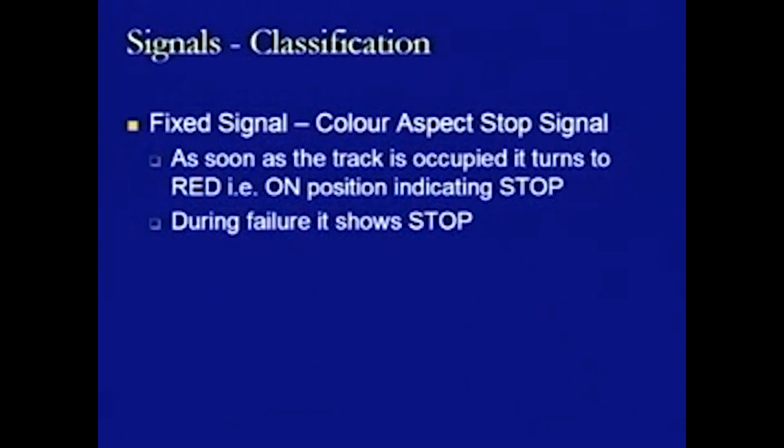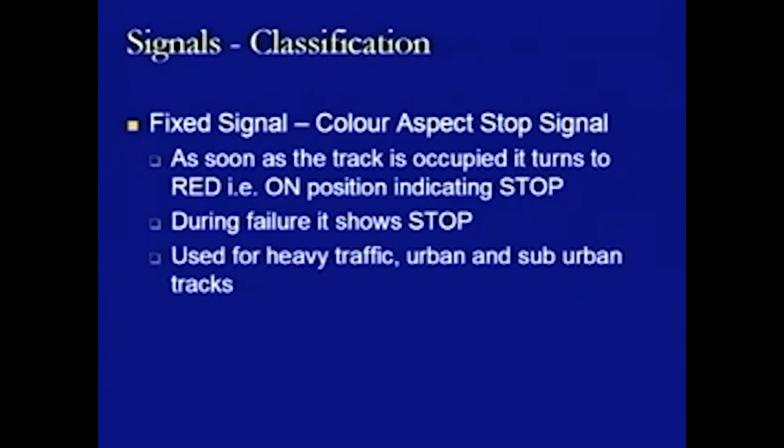In case there is a failure, then it will always show the stop condition, that is the on condition will come by itself, that is the default condition of any such signal, because otherwise if it remains in a green condition, that is it allows the traffic to move on and there is a failure, then there are chances that accidents will take place. Most of the time these color aspect stop signals are used for locations or sections where the traffic is very heavy, the volume is very high, or they are also used for urban and suburban tracks provided in cities where local trains or metros etcetera are plying.